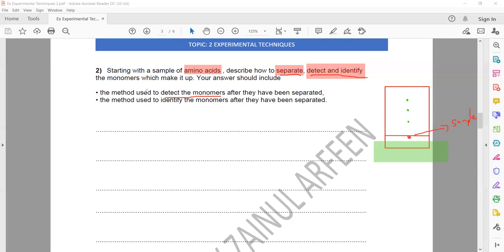Is it clear till now? Yes, sir. So how should it detect? It should have 20 spots.